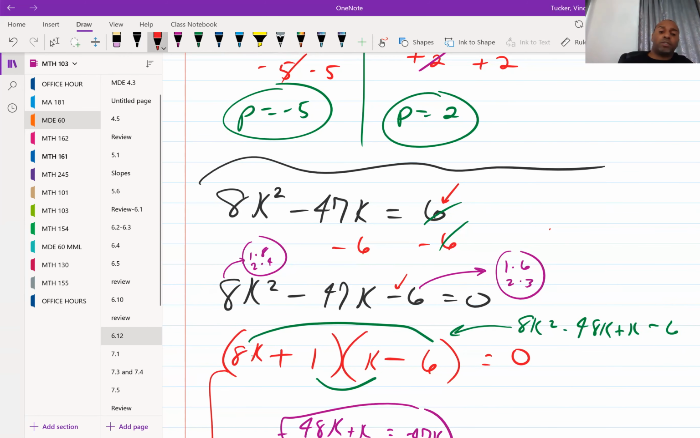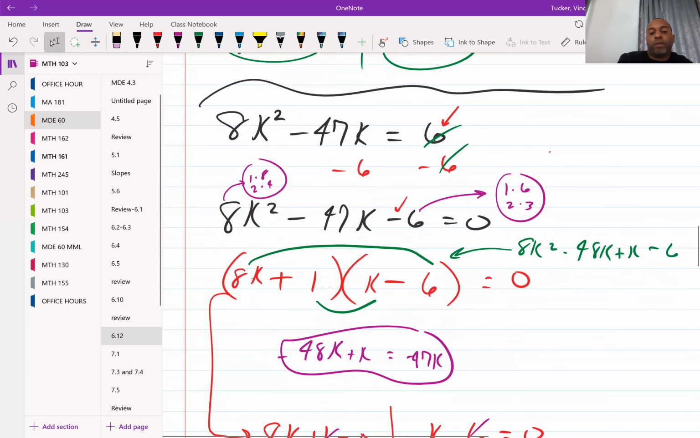You always want to make sure that whatever values you choose for your factorization, you go back and multiply back out to see if you get what you originally had. You can always check to make sure that works for you.